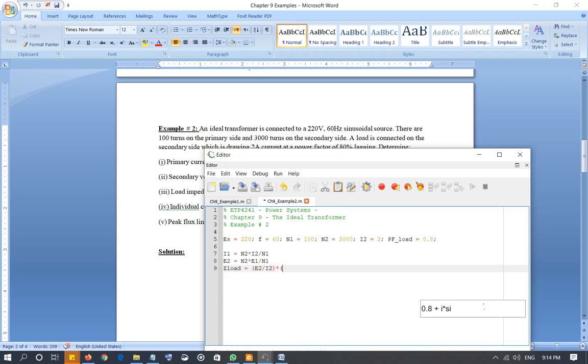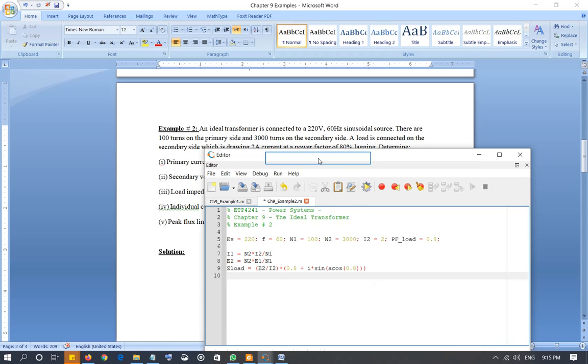Okay, so basically I'm converting the polar form of complex number into rectangular form, where E2 over I2 is the magnitude of load, and then E2 over I2 times cosine of the angle is the real part, and cosine of the angle is 0.8, of course, plus j E2 over I2 magnitude times sine of the angle is the imaginary part. So sine of the angle, since angle is cosine inverse of 0.8, I'm calculating sine of the angle over here. So that's my impedance.